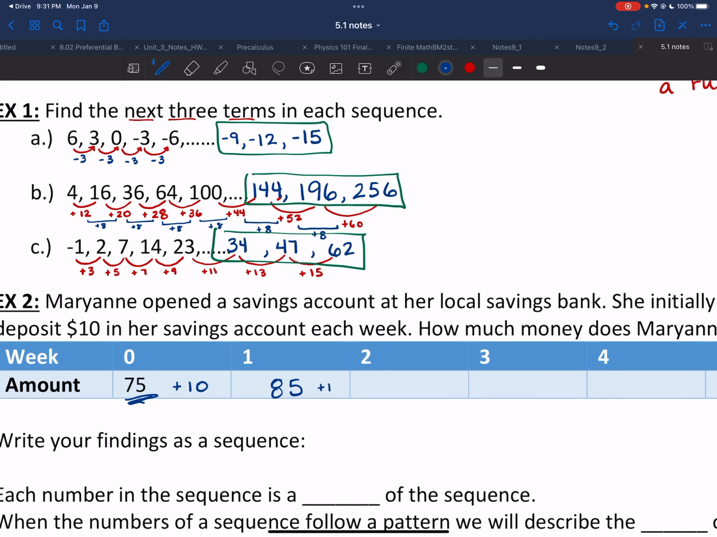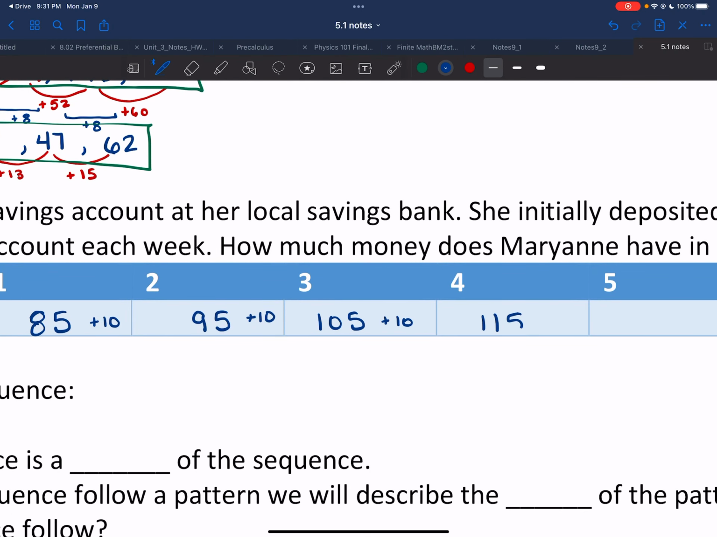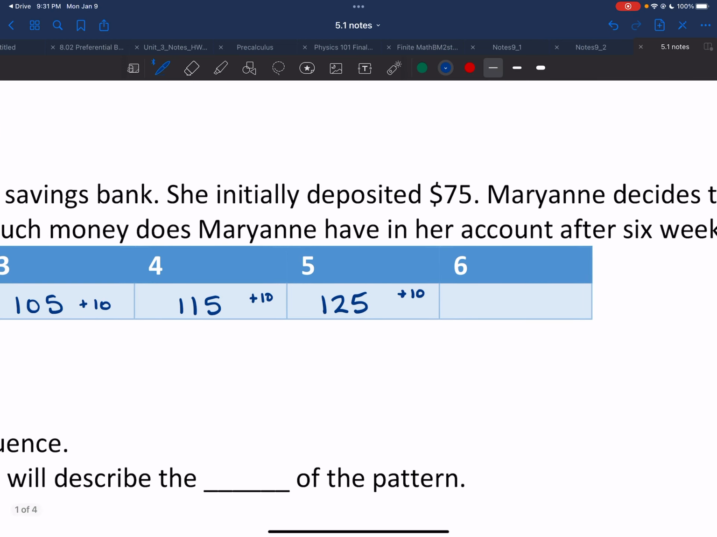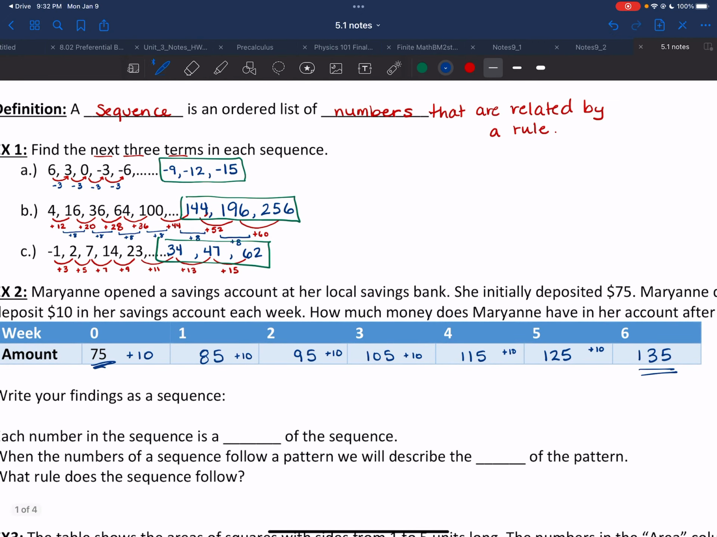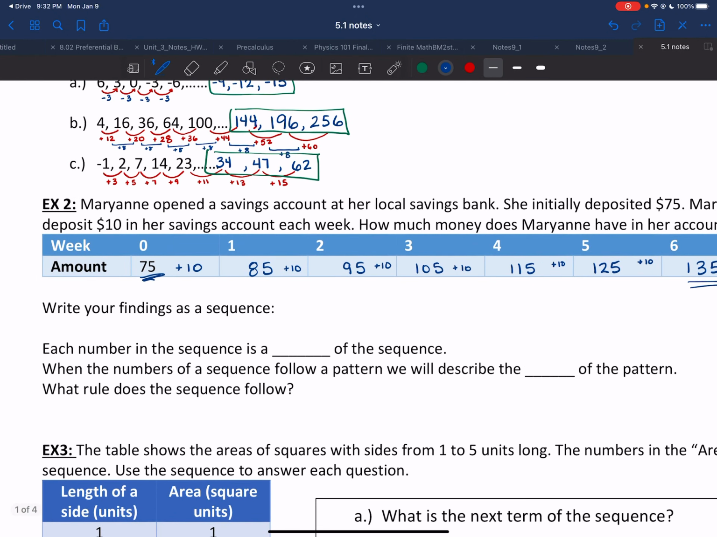Take that 85, add 10, and I end up with 95. Take that 95, add 10, and I end up with 105. Add 10, and I end up with 115. Add 10, and I end up with 125. Add 10, and I end up with 135. So after 6 weeks, you end up with 135. So if it's asking you something like this, where you know you have a pattern moving forward, it's okay to create a grid like this to kind of help you out and figure out how to go about your way.